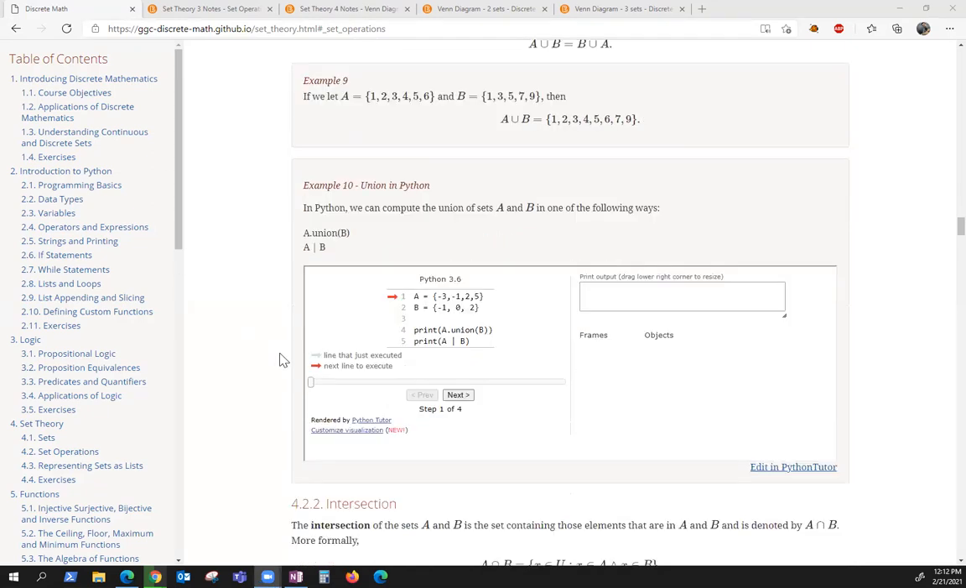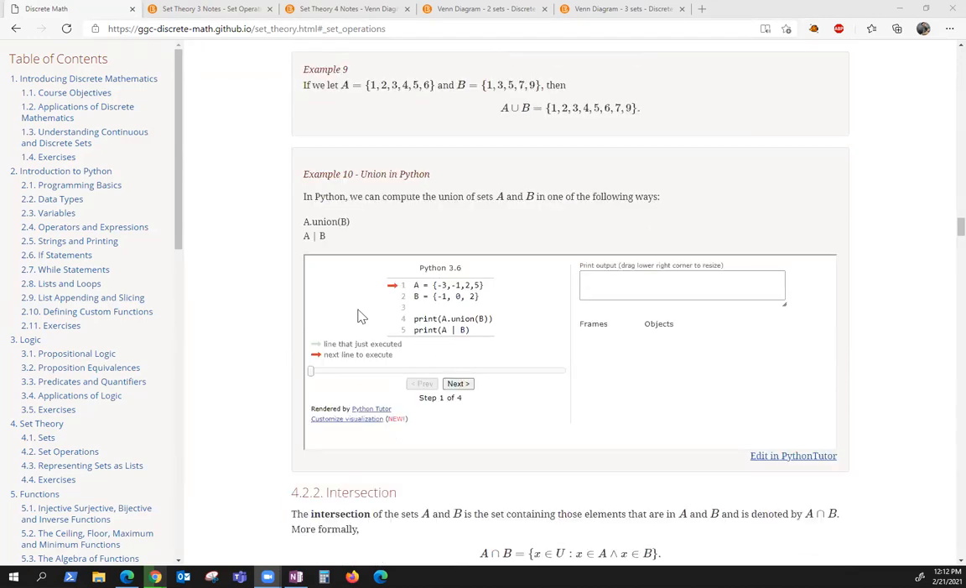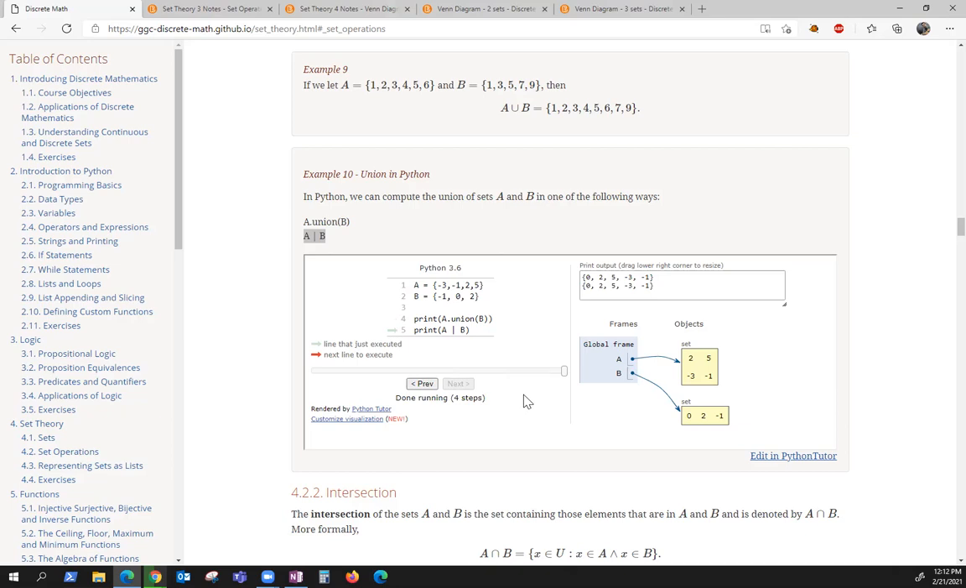So here is how we can do this in Python. So I have two sets A and B given as sets. And the two different ways you can write union are with this, what's called a method, or with this notation right here. So there's my set A, there's my set B, and I'm going to print A union B using this union method on sets. And it gives me the set 0, 2, 5, -3, -1. All right, so that's my set of the union. I can use this other notation, and I get the same thing. All right, so that's two different ways you can do union of sets in Python.